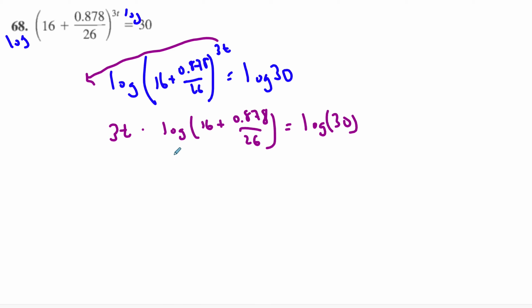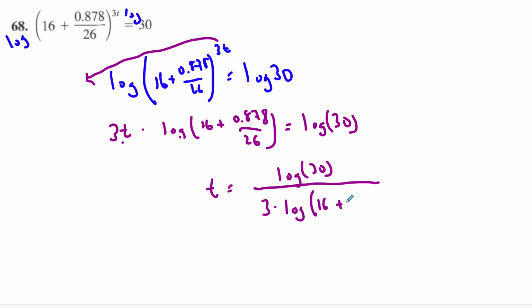Now, I'm going to divide by the log, meaning I'm going to get 3t by itself. And you know what? I'm going to divide by 3 at the same time. I'm going to do 2 things at once, and I'm probably not going to fall out of my chair. Watch this. Because if I divide by 3, and I divide by this, I don't want to write that out, so I'm not going to. So there. But when I do that, it's going to cancel out the 3 and that whole log thing, and I get t equals log of 30 over 3 times the log of 16 plus 0.878 over 26.